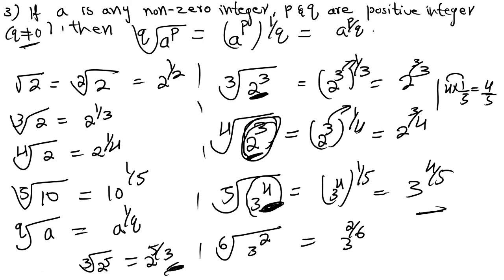Okay, this is about it. So remember the formula, qth root of a to the power p is equal to a to the power p by q. Okay, this is all about some important formulas or rules regarding theory of indices.